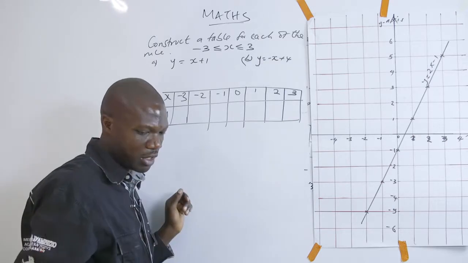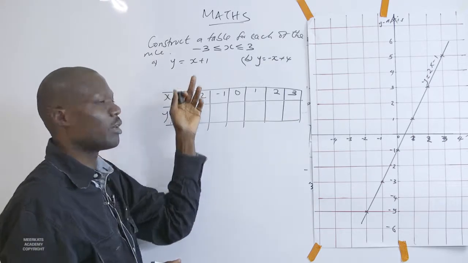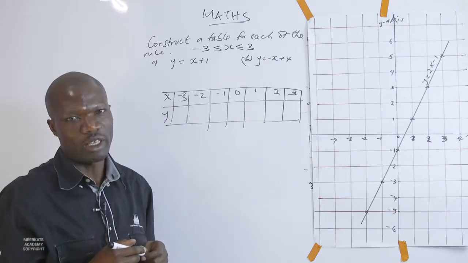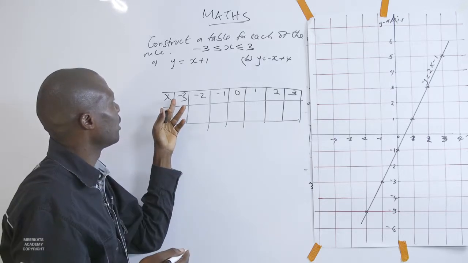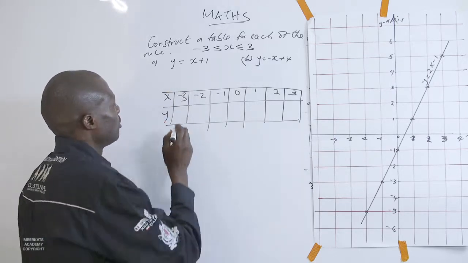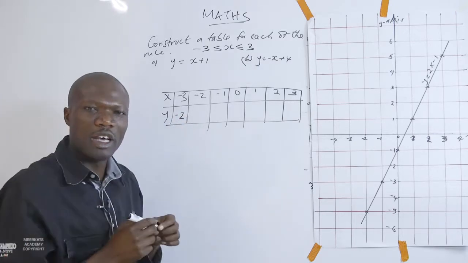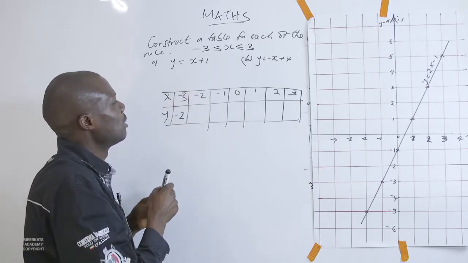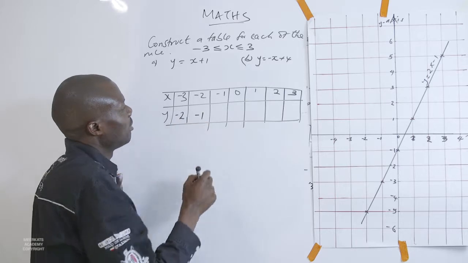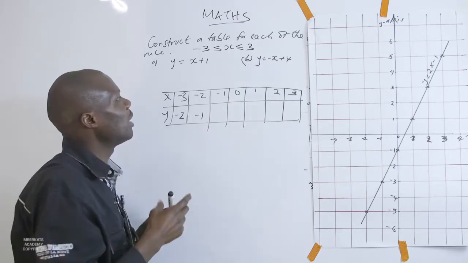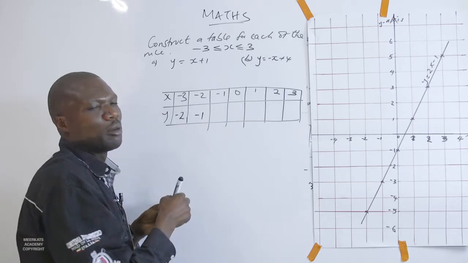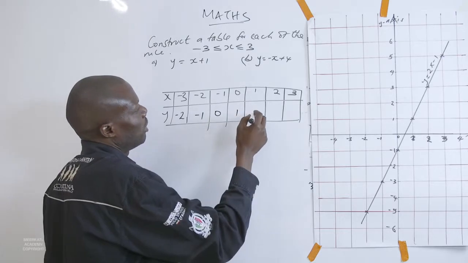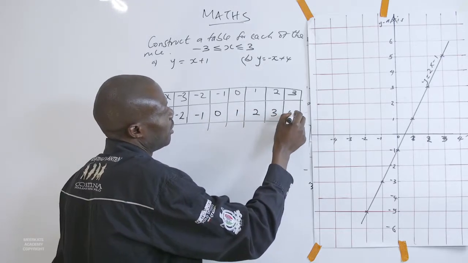So to fill the first table, we need to know the values. Given that x is -3, what is y? That's how we go about it. Then you find that this is -3 plus 1, which is -2. Given that x is -2, what is y? Then this is -2 plus 1, which is -1. Given that x is -1, -1 plus 1 is 0. Then this one will give us 1, this one will give us a 2, a 3, and a 4.